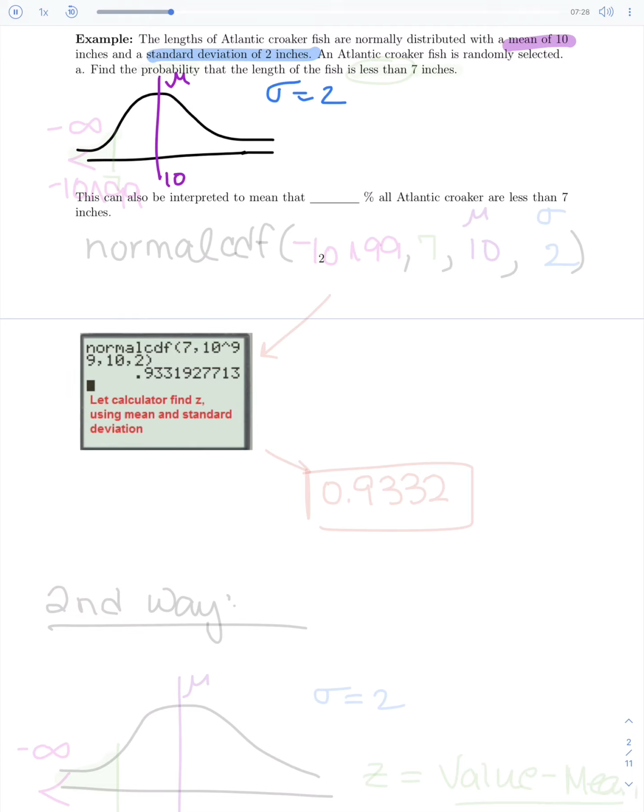So that's our sigma is 2 inches. Find the probability that the length of the fish is less than 7 inches. So we want the probability for less than 7 inches. Continuing along, our 7 is somewhere smaller than our 10 that was in the middle, the mean. And we want less than, which means we want the area to the left.